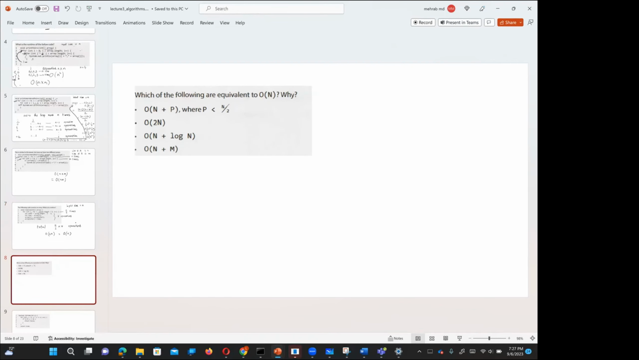Okay, let's move on to the next one. Which of the following are equivalent to order of big N, and why? For the first one, it's order of n plus p. We can replace p and write it as order of n plus n by 2. Can we write it like this? Yes. So it's order of n, right?